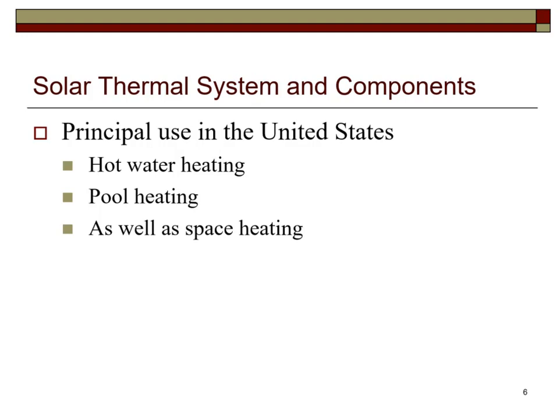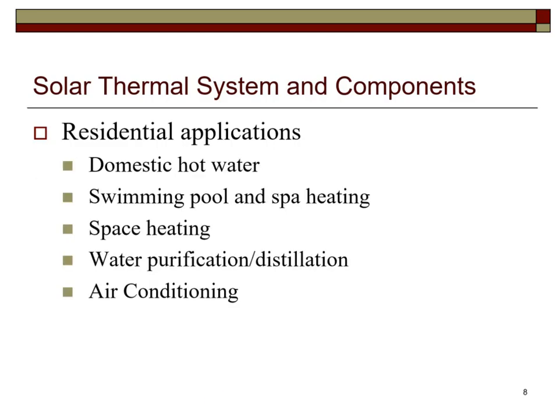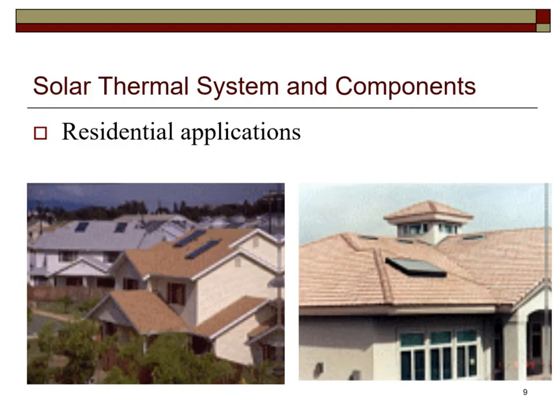The principal applications of solar thermal in the United States are domestic hot water, pool heating, as well as space heating, as stated. Solar thermal has residential applications as well as commercial and agricultural. The residential applications are domestic hot water, swimming pool and hot tub, space heating, water purification, and air conditioning. Here are some photos of residential applications.